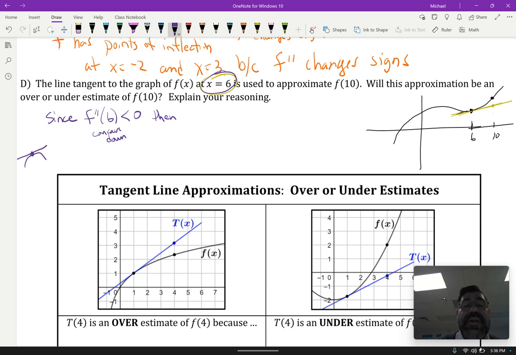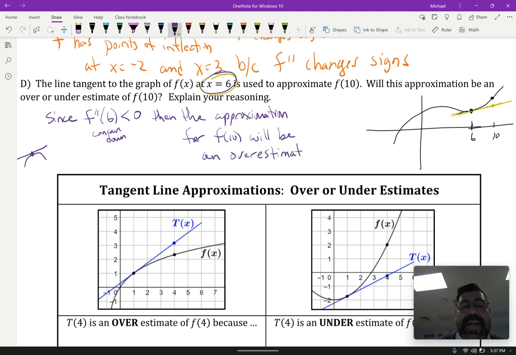Since that's true, then f of 10 will be, maybe I should say the approximation for f of 10, then the approximation for f of 10 will be an overestimate.